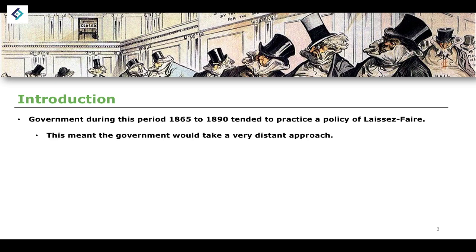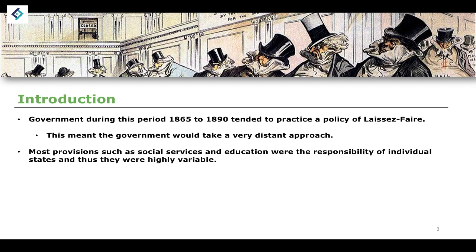Now, what essentially laissez-faire involves is taking a very distant approach to the intervention of government policy within the markets. So most provisions such as social services and education were the responsibility of individual states, and as a result they became highly variable. And when we talk about government, we're focusing mainly on the federal government. So the federal government would take a very hands-off, very distant approach when it came to things like social services and education, instead opting to let the states choose how to implement policies in relation to both of those different areas.